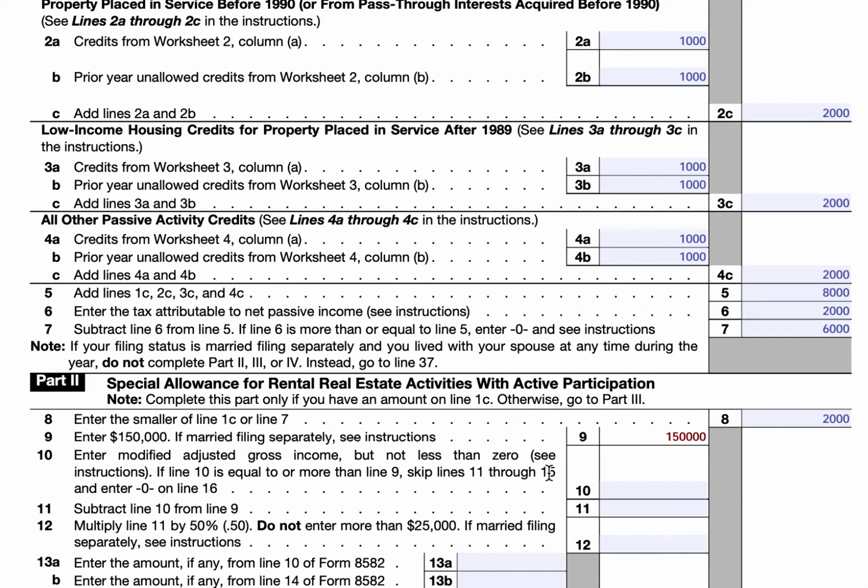So there is a long list of items. Basically, you're going to take your adjusted gross income and then modify quite a few of the line items. This is the limitation that you'll need to calculate in order to be able to take the special allowance.